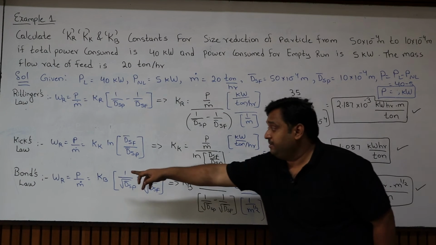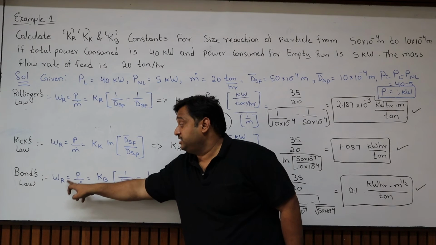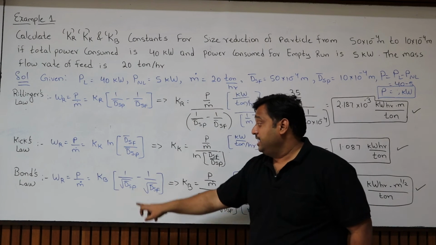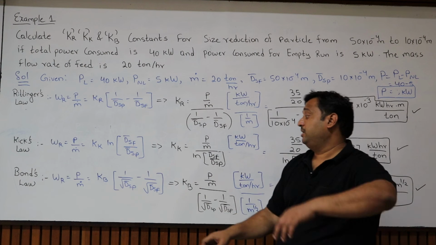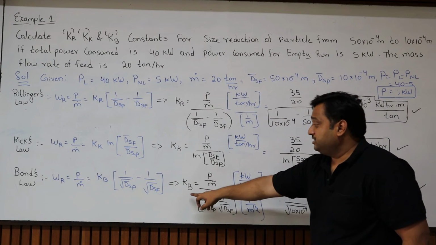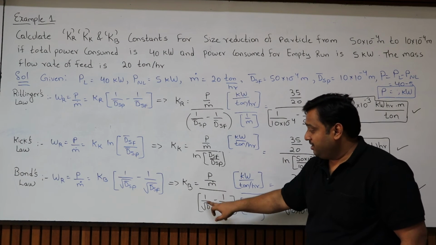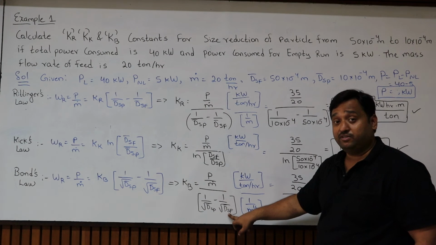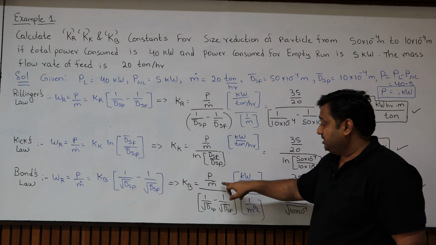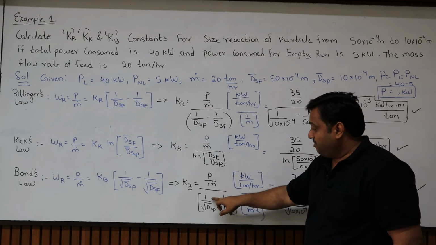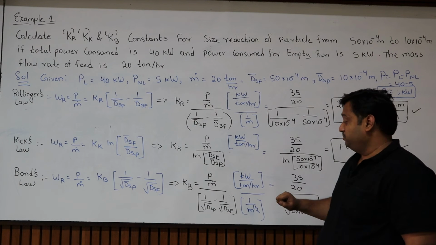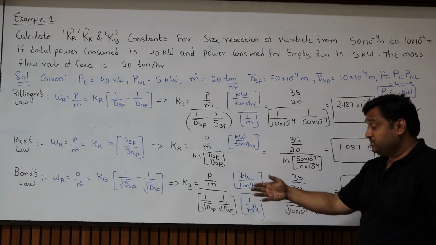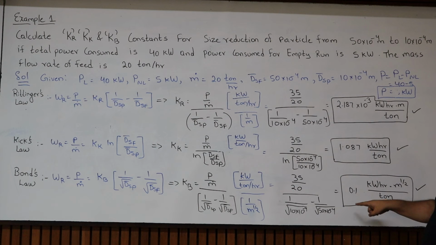Similarly, apply Bond's law, and the work required is P by m dot equals Kb into 1 by square root of product diameter minus 1 by square root of the feed diameter. What is the Kb? P by m dot divided by 1 by square root of product minus 1 by square root of the feed. P is in kilowatts, m is in tons per hour, 1 by square root of diameter means 1 by meter power 1 by 2. So once you put in the numbers and calculate, you get 0.1.